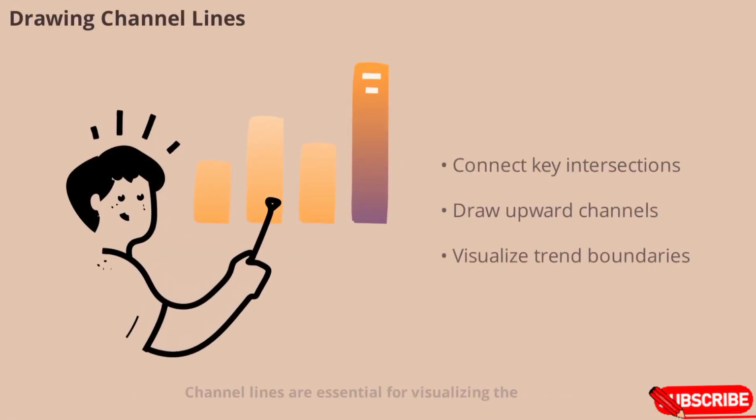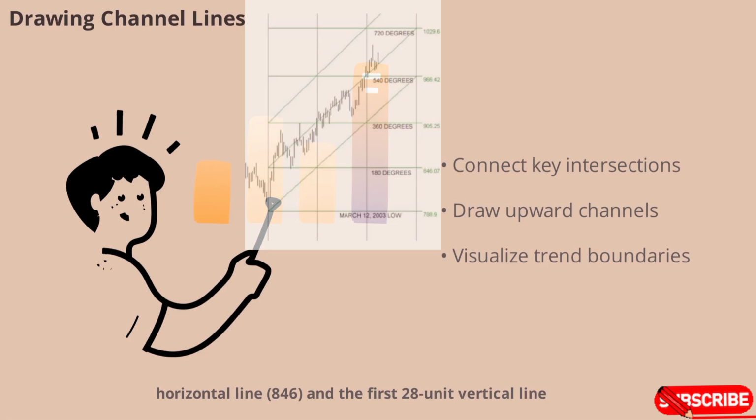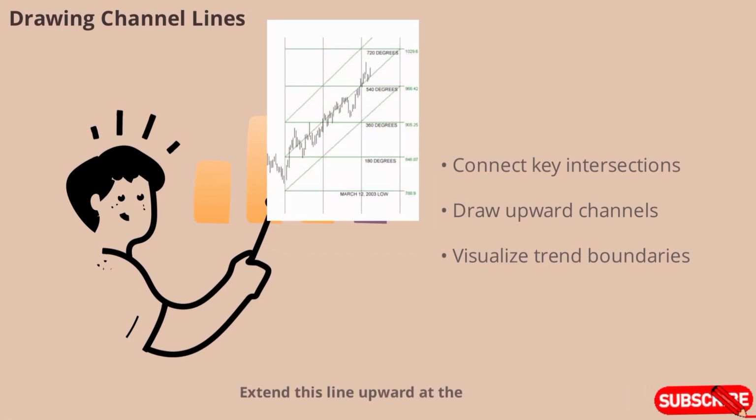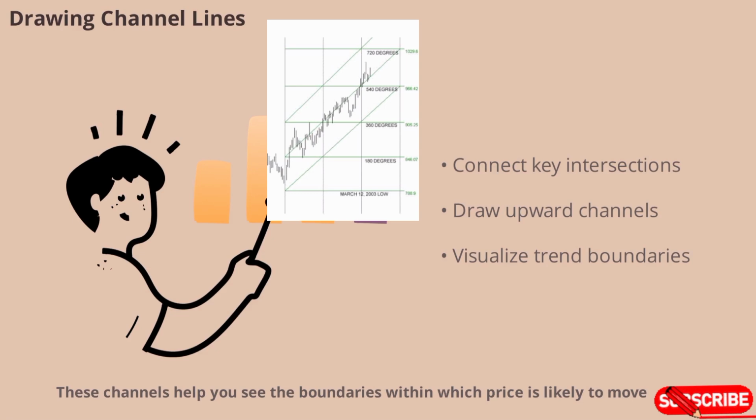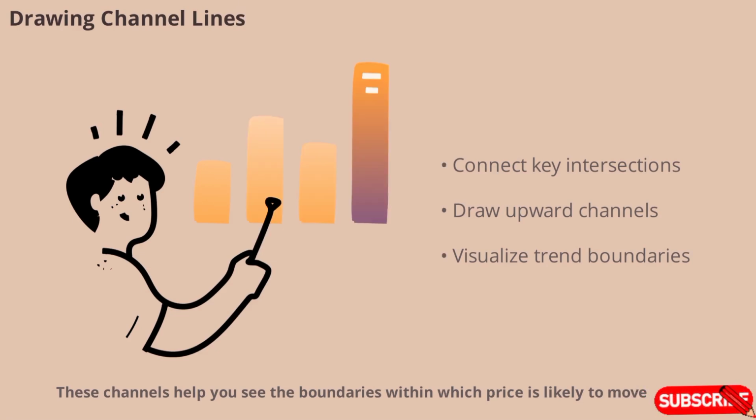Channel lines are essential for visualizing the trend within the Square of 9 roadmap chart. Start by drawing a straight line from the starting point, 788.9, through the intersection of the first 180-degree horizontal line, 846, and the first 28-unit vertical line. Extend this line upward at the same angle through the other 180-degree intersections. Repeat the process for the middle and upper channel lines starting from higher intersections. These channels help you see the boundaries within which price is likely to move.